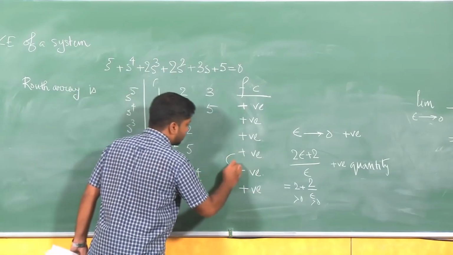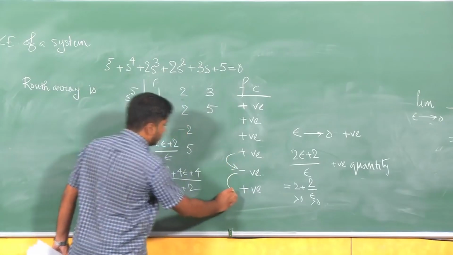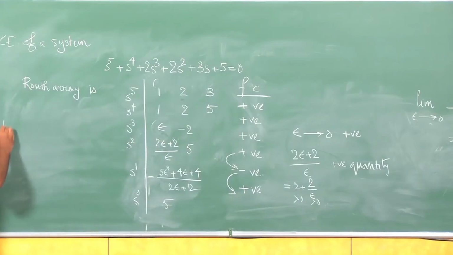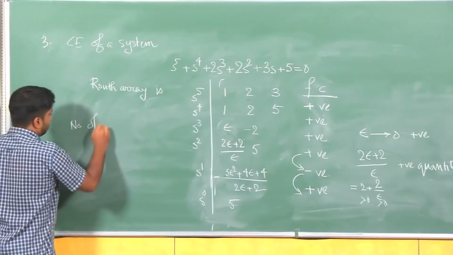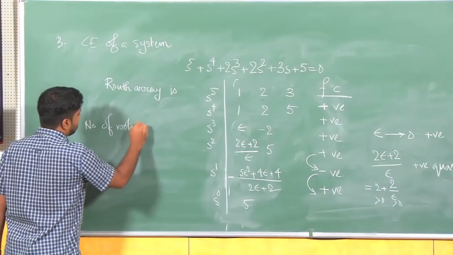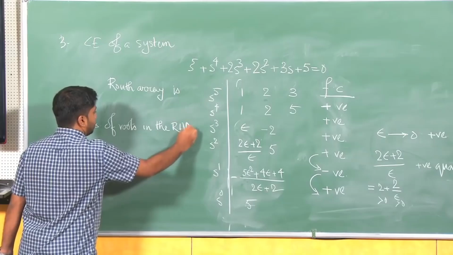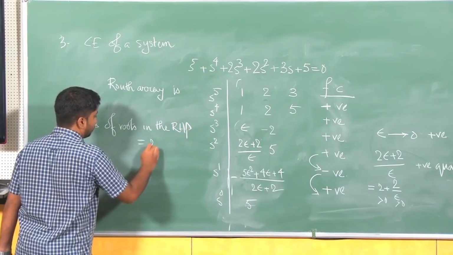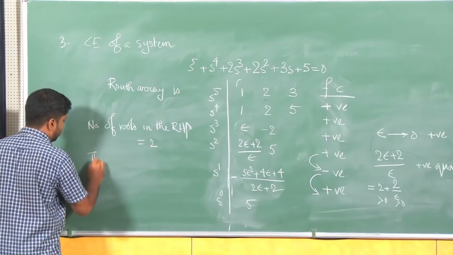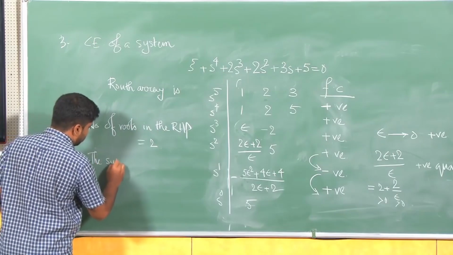So, there are two sign changes here and here. So, number of roots in the right hand plane is equal to 2 and the system is unstable.